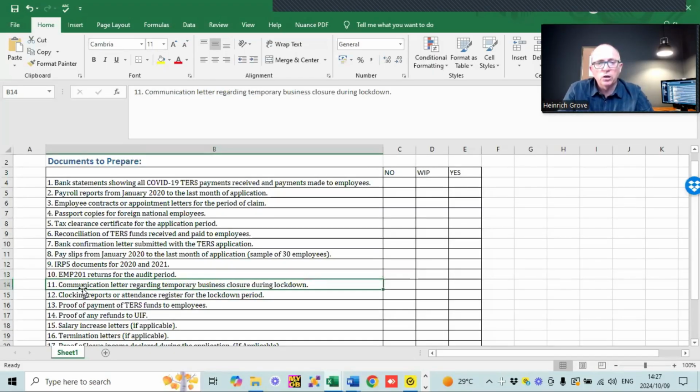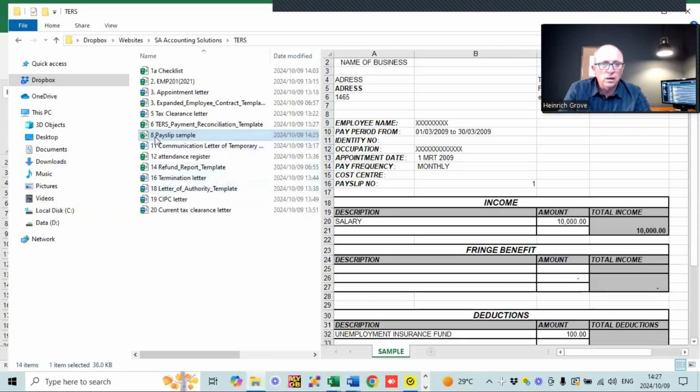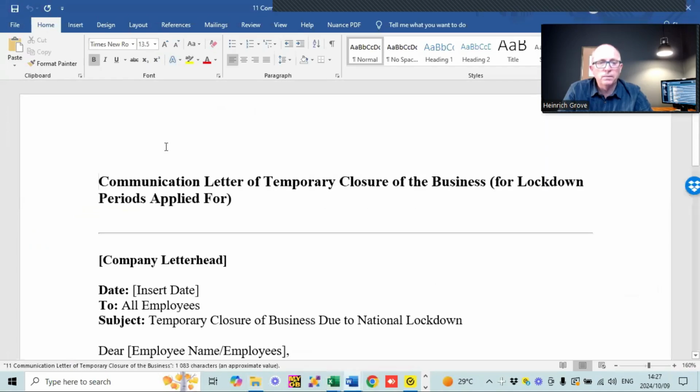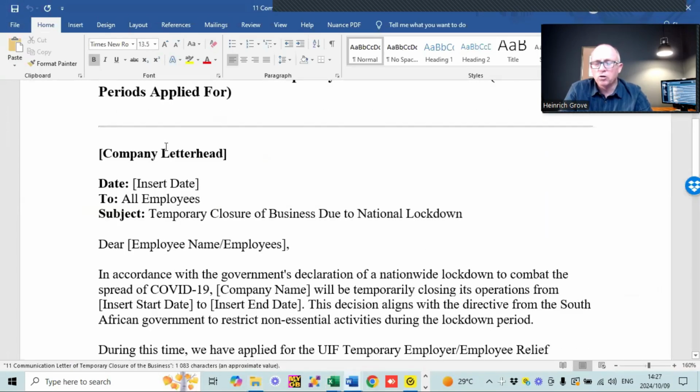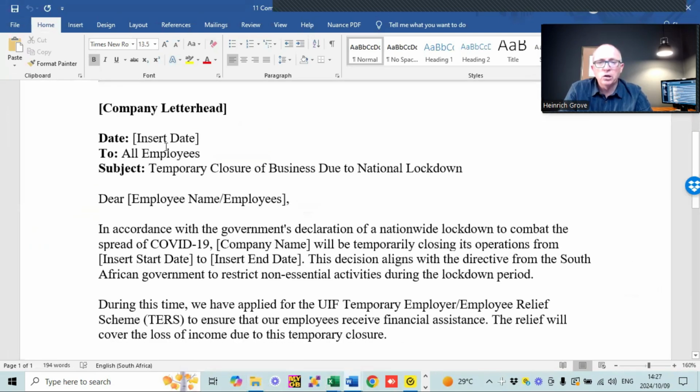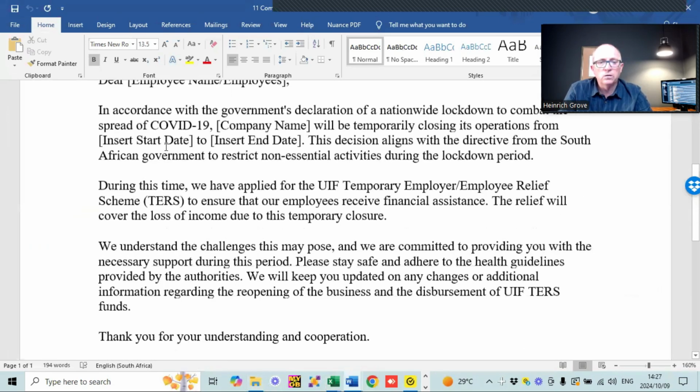Now, communication letter regarding temporary business closure during lockdown. I think if you do have something like that, it's fine. Submit it through. If you don't have something like that, it's fine. I did one for you. So you can take this one again, put in your letterhead over there, put in the date. Obviously, I can't even remember when lockdown started, but it says to all employees, subject temporary closure of business.